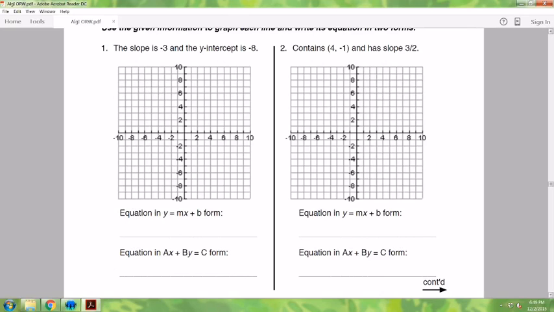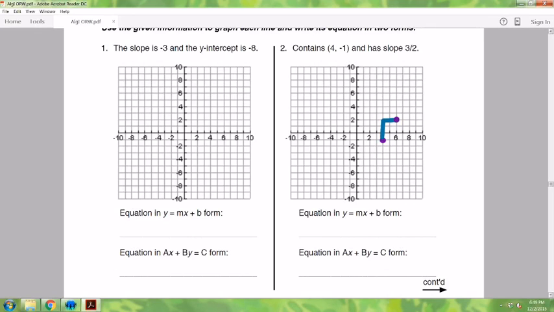So let's look at number 2. Number 2 says that this line contains the point 4, -1. So I'm going to plot that point. So that's to the right 4 spaces and down 1 space. So there's my point 4, -1. It has a slope of 3/2. So slope is rise over run. So we're going to go up 3 spaces and right 2 and put another point.